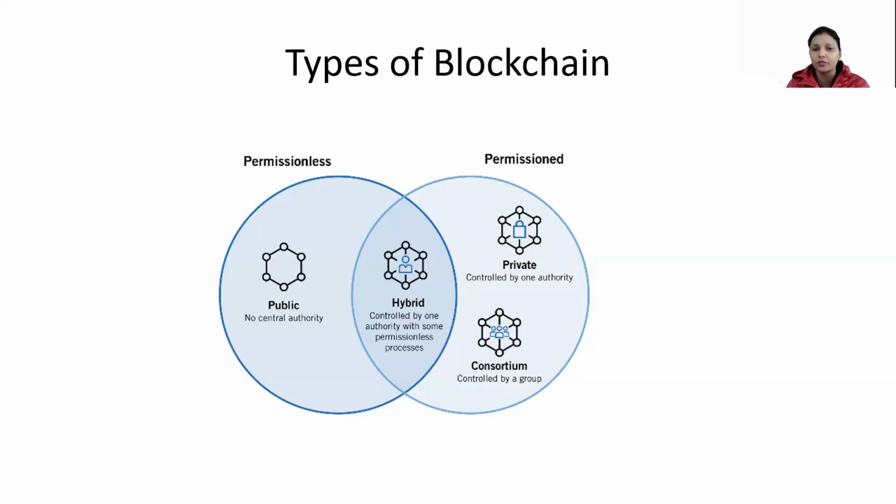The third type of permissioned blockchain is the hybrid blockchain. A hybrid blockchain is a hybrid of permissionless and permissioned blockchain. This blockchain is controlled by one authority with some permissionless processes. In this blockchain, not all processes are restricted. Some processes are controlled and others are free. If they meet the restricted parameters, then they can freely join a hybrid blockchain network.